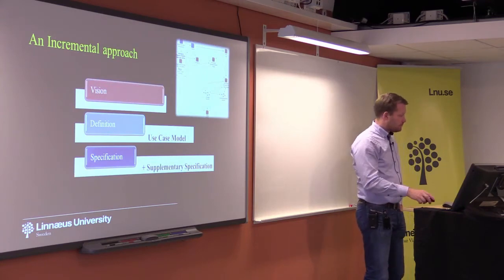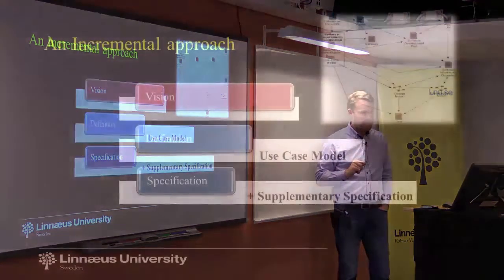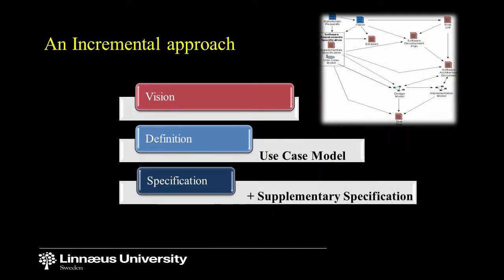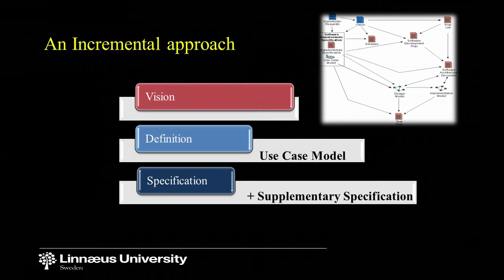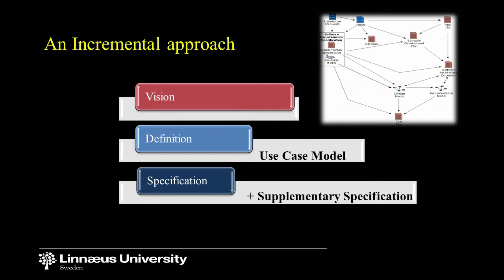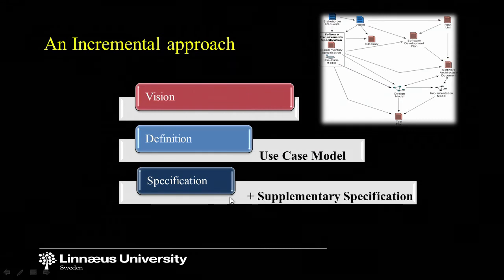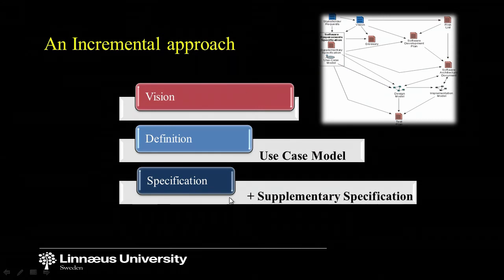So you start with a vision. The vision can then be further refined, you know, in the funnel somewhere, into a definition. And the definition is primarily targeting the functional aspects of the system for end users. And then it's further specified together with the quality requirements. And this package here at the bottom, the specification and the supplementary specification, that's what you will feed into the development organization.